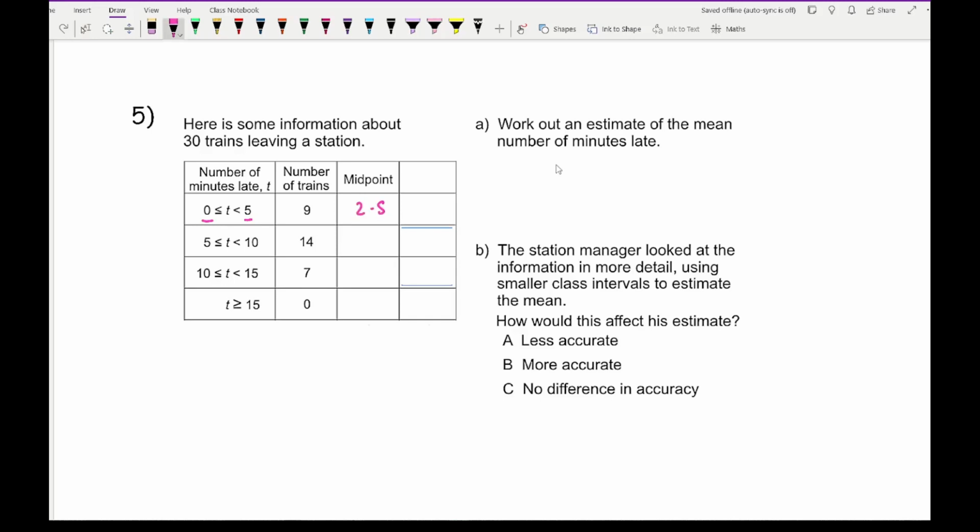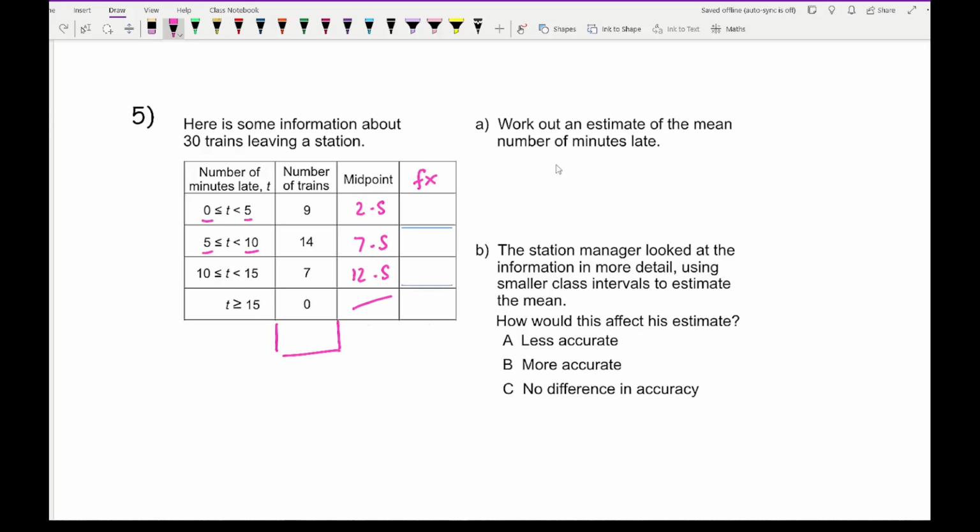Now if you're ever unsure, just simply add the upper and lower bounds together and divide by 2. So that's going to be 7.5. That's going to be 12.5. Now for this one, although we don't know what the upper limit is going to be, the fact that it's 0 means we can ignore it, because we're going to multiply it by 0 anyway in terms of our fx value, which is what I'm wanting. So it's not really going to be a problem.